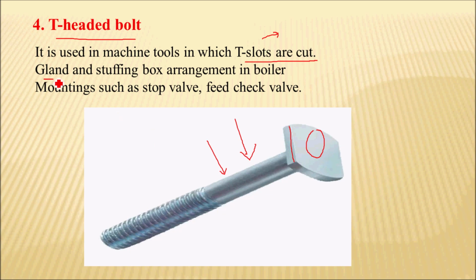We also see another application, that is gland and stuffing box arrangement in boiler mountings such as top wall, feed check wall. There also this T-headed bolt is used.